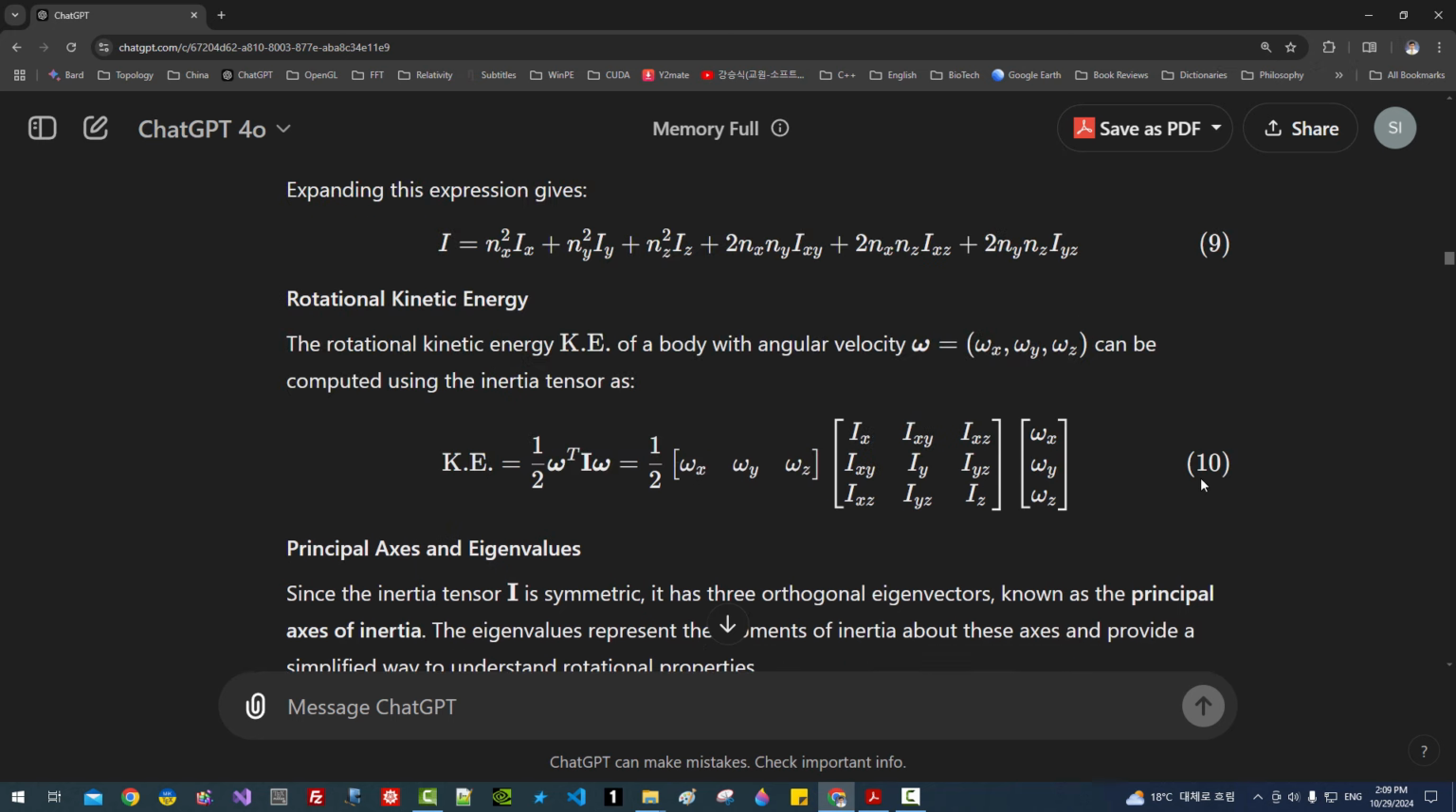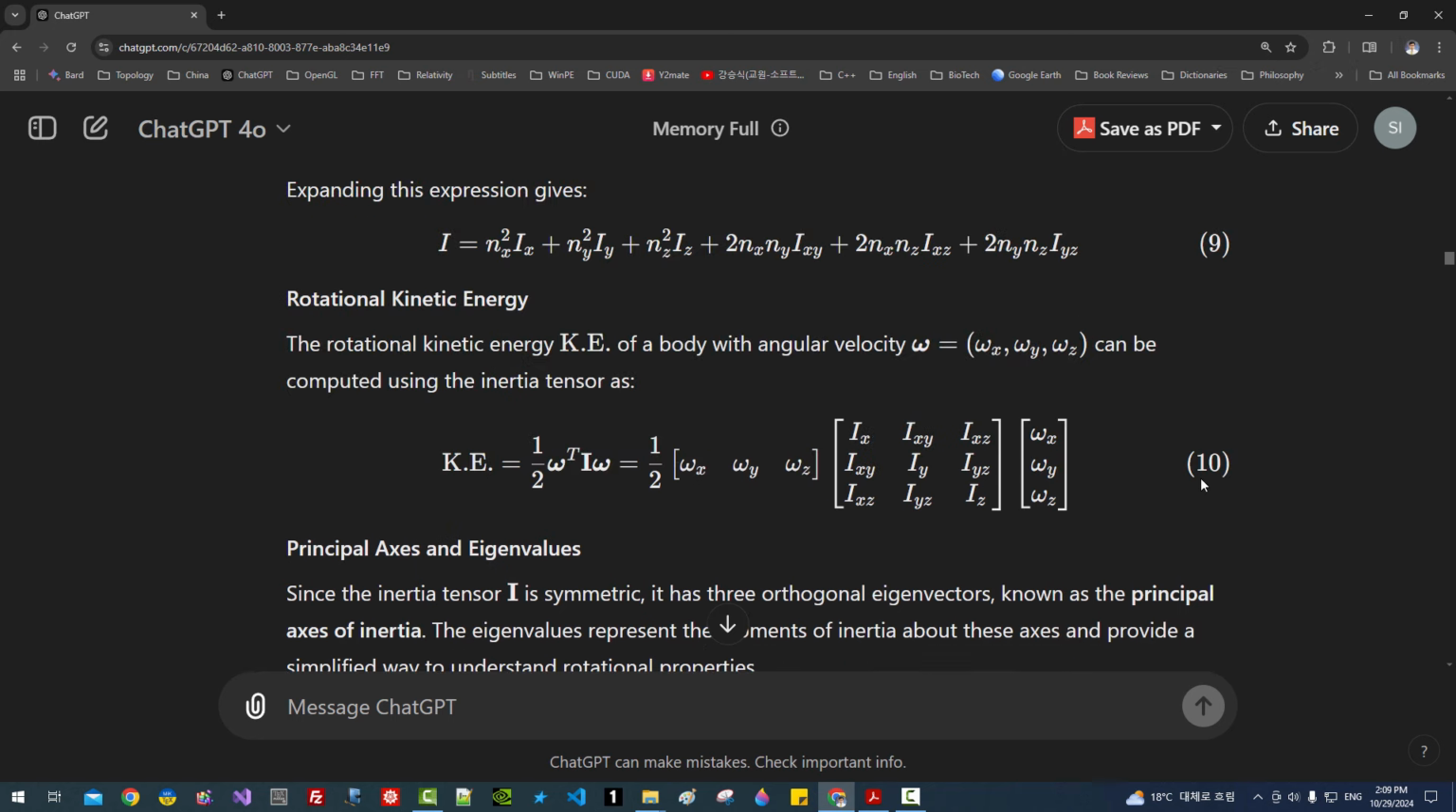2. Moment of inertia about the y-axis, Iy. Iy equals the integral of (x² + z²) dm, equation 3. Similarly, Iy depends on the mass distribution in the x and z directions. 3. Moment of inertia about the z-axis, Iz. Iz equals the integral of (x² + y²) dm. For Iz, the contributions come from the distances x and y, i.e. the distance from the z-axis.